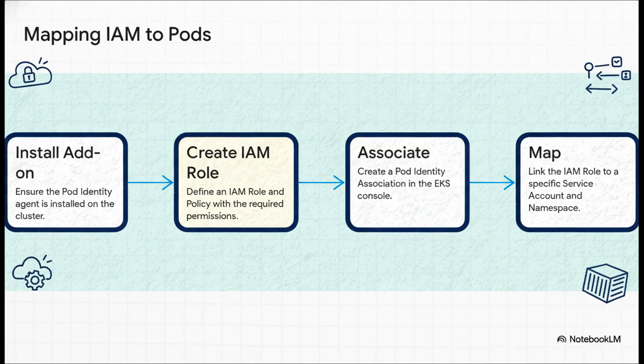And the process is actually pretty straightforward. First, you just make sure the agent is running on your cluster. Then, over in AWS, you create a standard IAM role with a policy that grants, say, S3 read access. Now, the magic happens in the EKS console. You create an association that maps that IAM role to a specific Kubernetes service account in a specific namespace. And just like that, any pod that uses that service account automatically gets those S3 permissions. It's secure, and there are no static credentials anywhere.